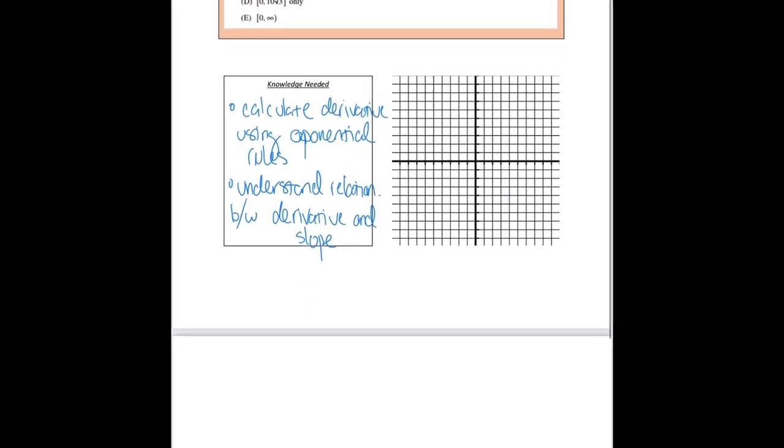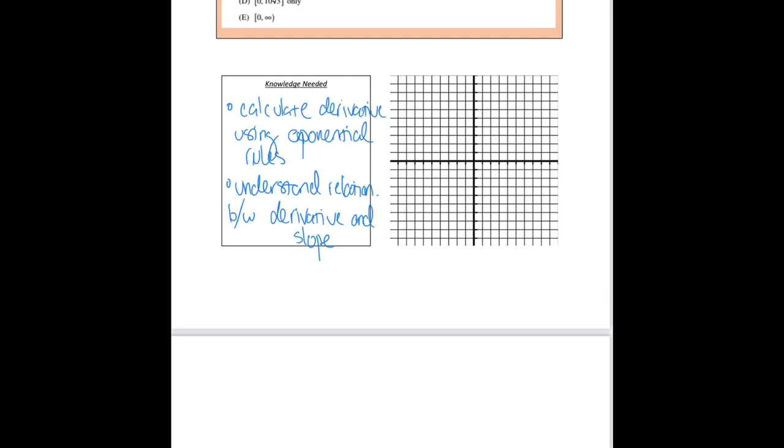We have a function here, and it's asking us on which interval is this function f increasing. Well, the first thing we need to know is, if we're thinking about increasing and decreasing, that has something to do with slope. The slope of the graph, if it's increasing, is going to be positive. We also know the slope of the graph when it's decreasing is negative.